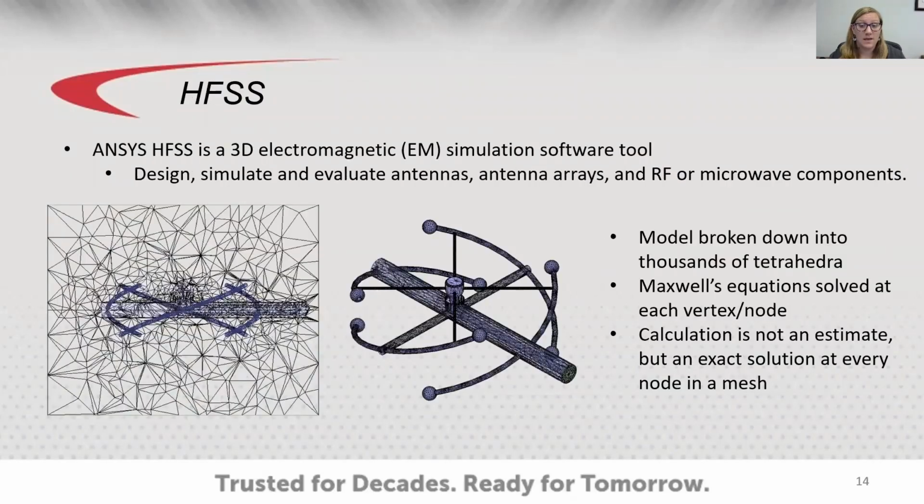Lucky for us, the near-field data can be calculated with the use of ANSYS HFSS software. HFSS is a 3D electromagnetic simulation software tool used to evaluate high-frequency electronic products. Every slotted coaxial antenna manufactured by Dielectric for repack was designed using HFSS. HFSS breaks each model down into a mesh of thousands of tetrahedra, as shown in the pictures on this slide. Then Maxwell's equations are solved at each vertex or node on the mesh. These are exact calculations at each node, not estimates.